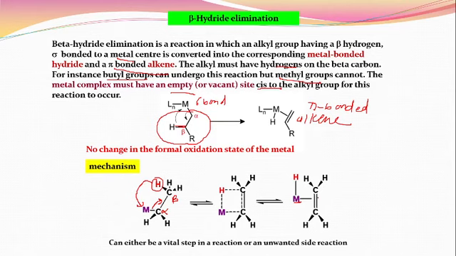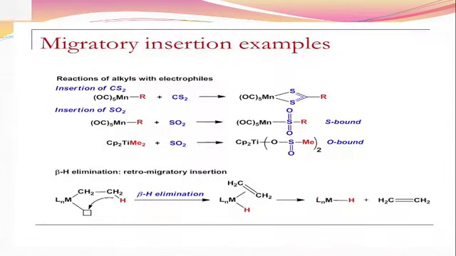It can be a vital step in the reaction or an unwanted side reaction. Let me see some examples of insertion and beta hydride elimination. First, that is insertion of CS2. This is the CS2 group, and this CS2 group is inserted in between the metal and this R group. This is the migratory inserting group.